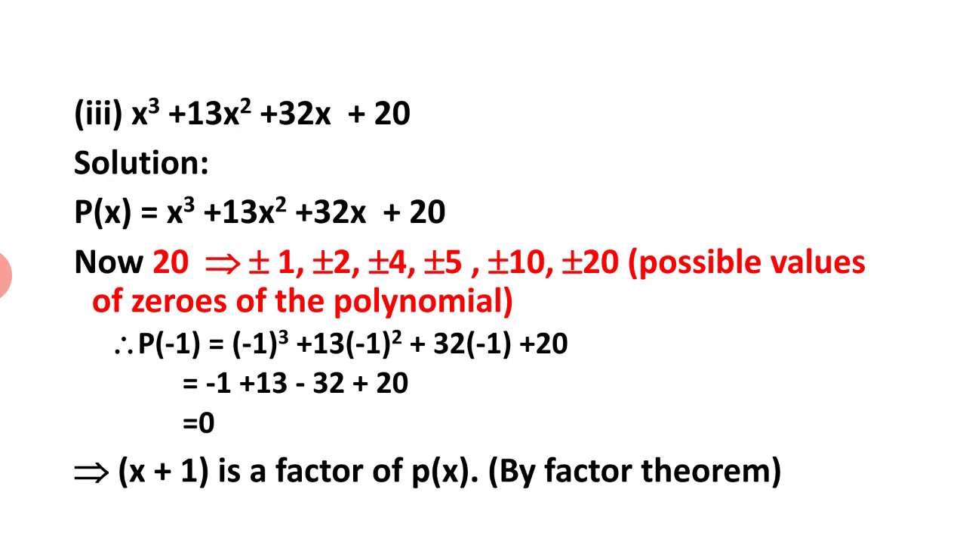But in examination or for other cubic polynomial you need to do more attempts. Is it okay? Sometimes you require 3 attempts. So that is expected from you. Here in first attempt you are getting 0 of the polynomial, that is p of minus 1 is coming 0. So x plus 1 is factor of p of x by factor theorem.